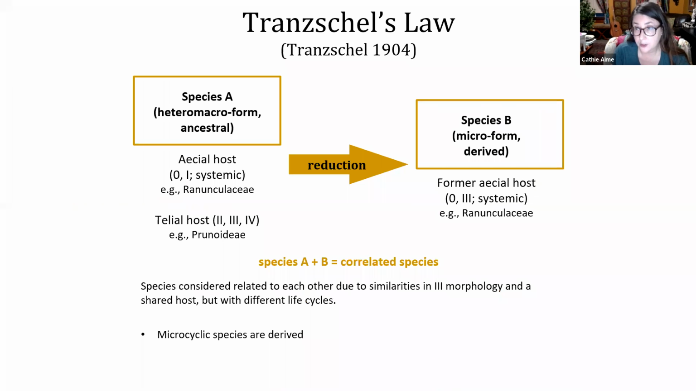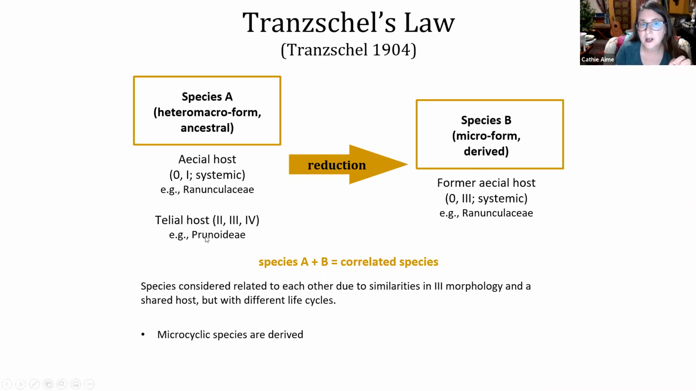There's another German researcher named Tranzschel, who in 1904 was one of the people who posited that the heteromacroform, or the complete full life cycle, was first, and that these others were derived from it. And his evidence for this was just in observing different rusts that had different microcyclic life forms and macro life forms, but shared a similar host.